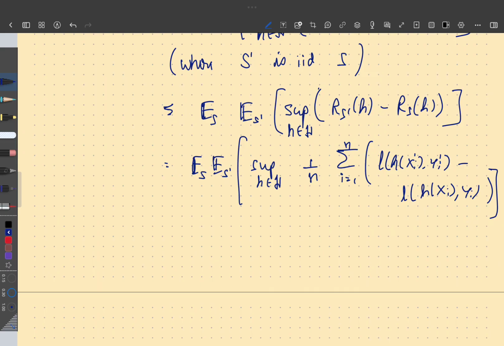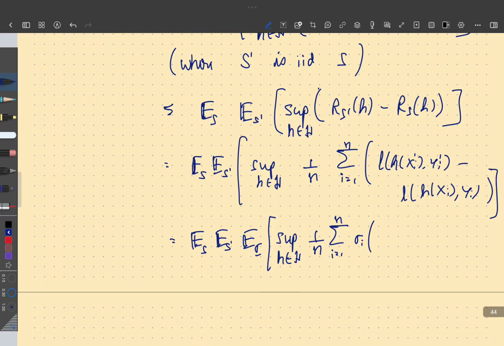Now at this point, I'm going to make a jump. I claim that this is equal to the expectation with respect to S, expectation with respect to S prime, expectation with respect to sigma, where sigma is IID plus 1 minus 1 uniform, of the supremum over H in the hypothesis class of 1 over n times the summation i equal to 1 to n of sigma i times the quantity that I have over there, L of H of xi prime yi prime minus L of H of xi yi.